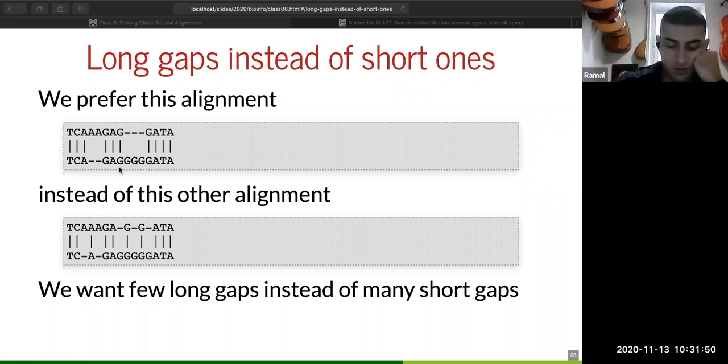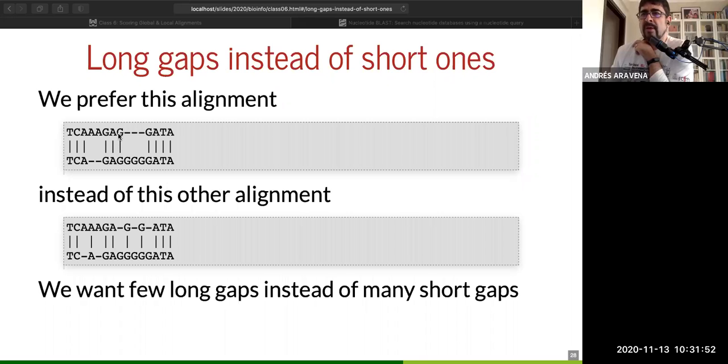So you essentially separate the gap into 2 parts. One is gap opening, and the second is gap extension. Having a gap is expensive, but once you decided to have a gap, having a long gap is cheap. Okay?